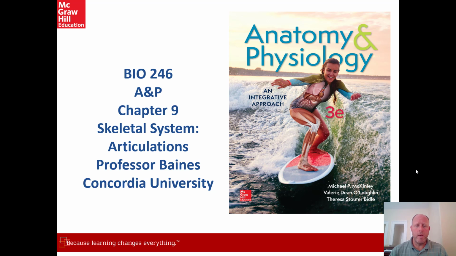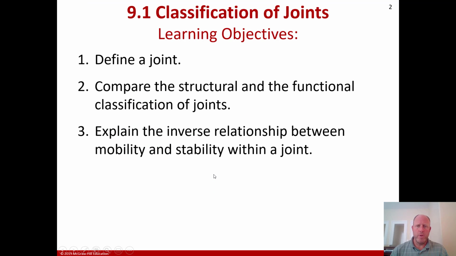Welcome. We are talking today about the skeletal system and articulations within it for Bio 246 Anatomy and Physiology at Concordia University. And we will start right off the bat with some objectives for this first section here.